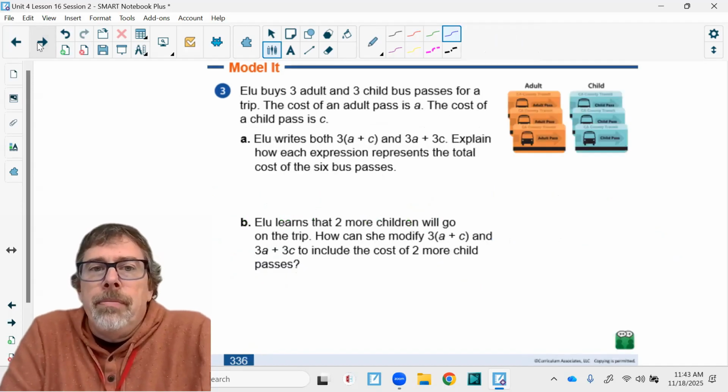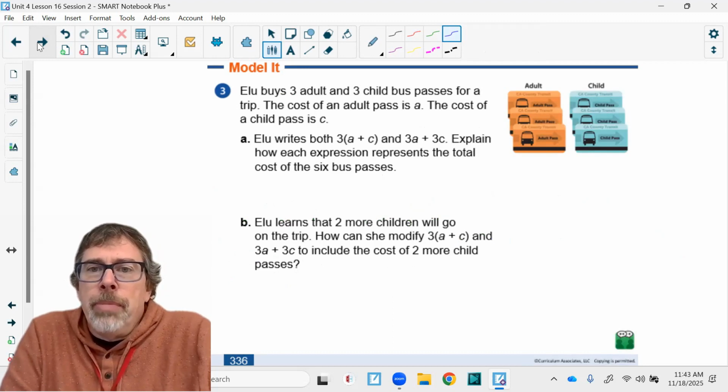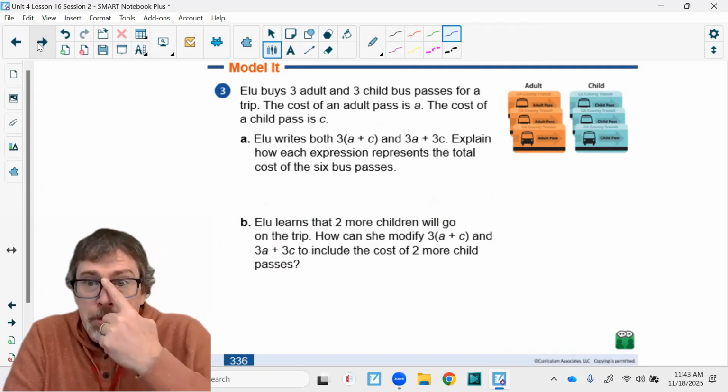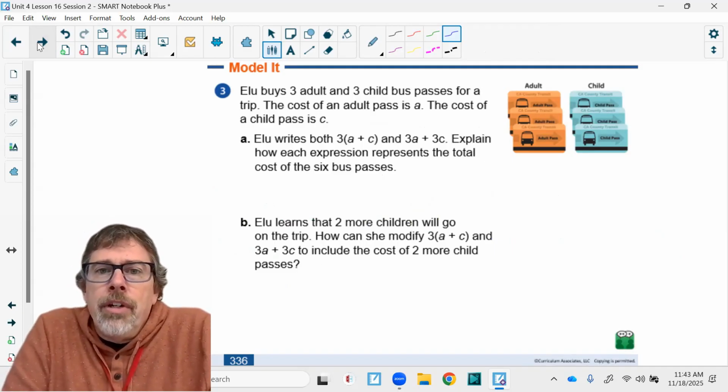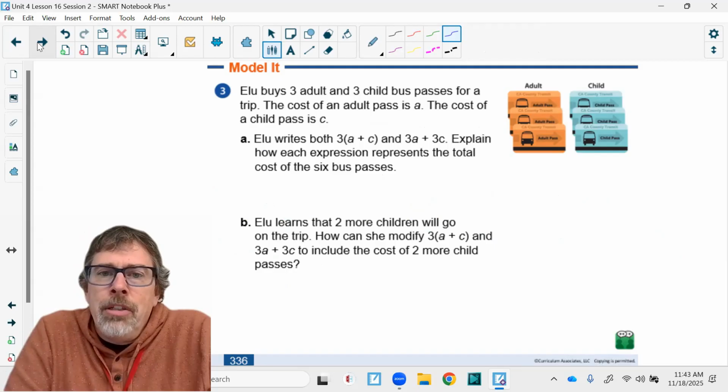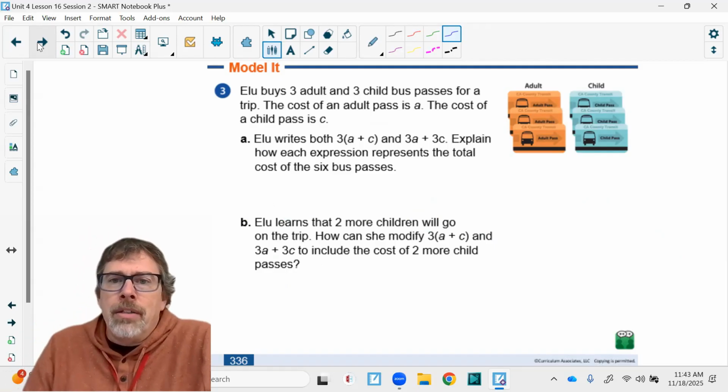Number 3. Elu buys 3 adult and 3 child bus passes for a trip. The adults' passes are orange, the children's passes are blue, aqua, turquoise, whatever. The cost of an adult pass is A. The cost of a child's pass is C. Elu writes both 3 times (A plus C) and 3A plus 3C. Explain how each expression represents the total cost.